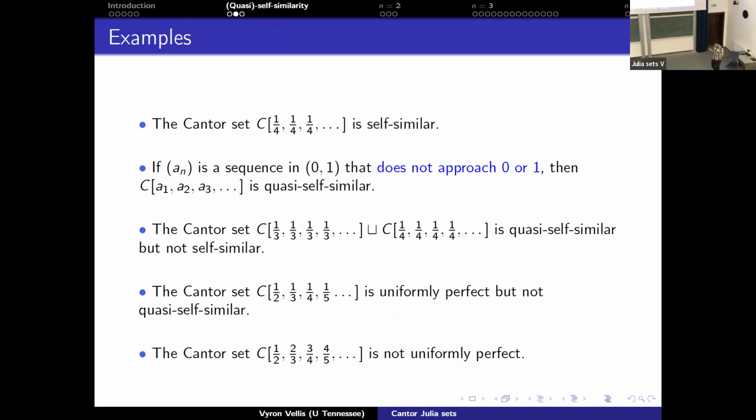And my last example is something where I remove more and more, right? So I keep removing bigger and bigger pieces. So this is not even uniformly perfect.